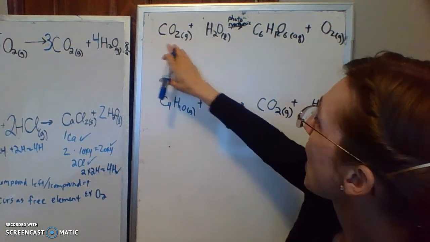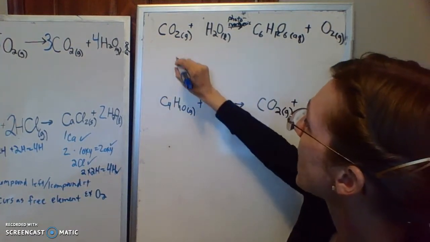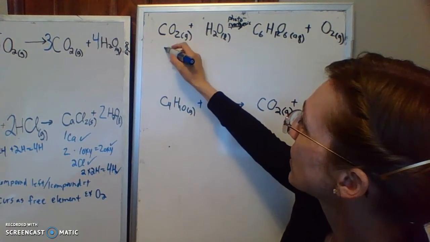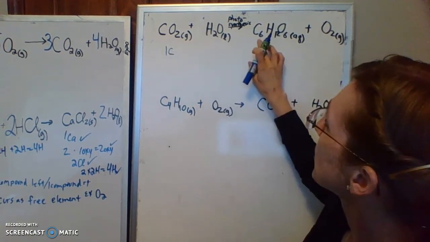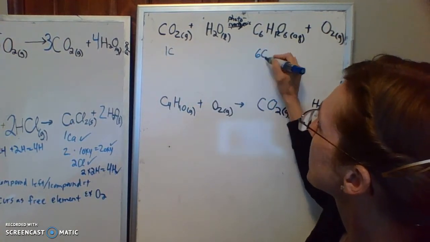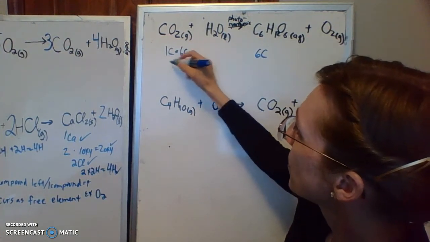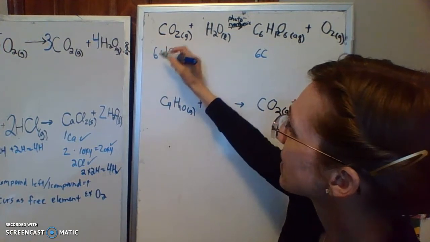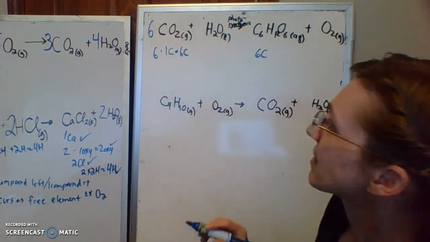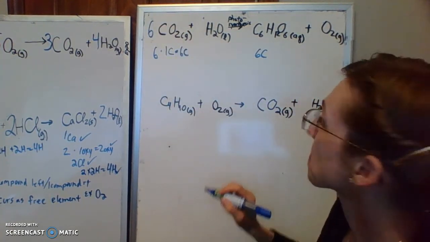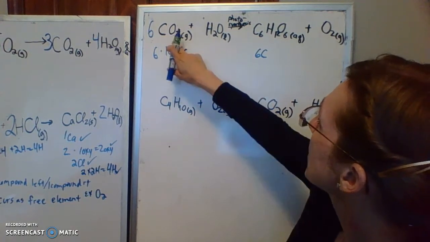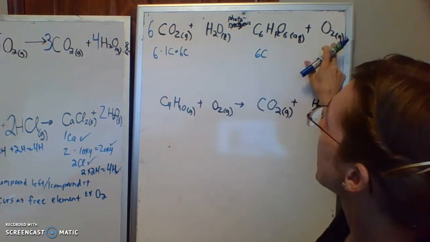Alright, let's start off with the carbons. There's 1 carbon on each side. This carbon dioxide only has 1 carbon, but the glucose has 6 carbons. We want to make sure they're even, so we've got to bring this one up to 6. We can do that by multiplying by 6. We have 6 carbon dioxides. Okay. Now, oxygen is in more than one thing, so we're going to wait on doing that.